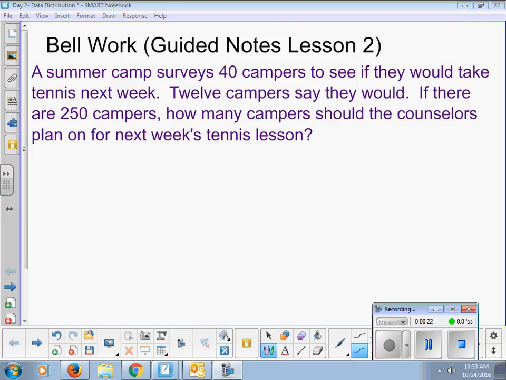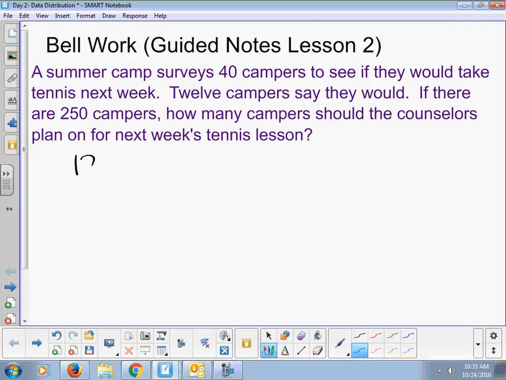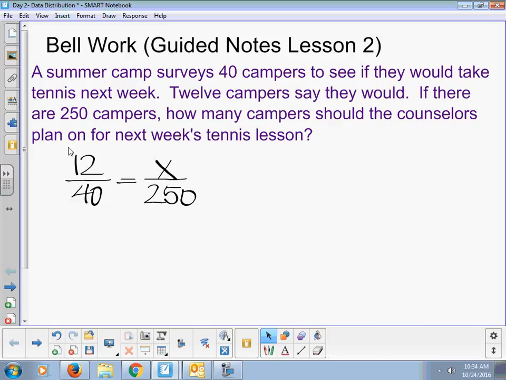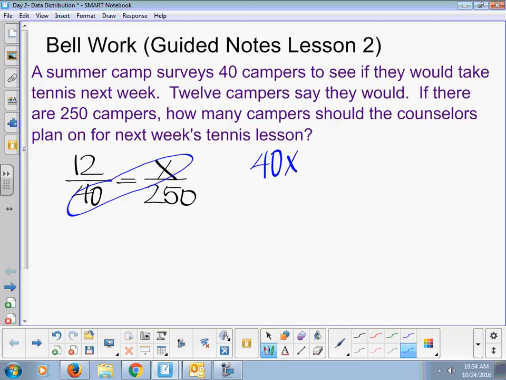How many of the campers said that they would take the tennis lesson? 12. Out of how many total people did you survey? 40. If there's 250 campers total, would that be our numerator or denominator? Denominator, and you fill in an X in your numerator. We then cross multiply. 40 times X is 40X, and 12 times 250.